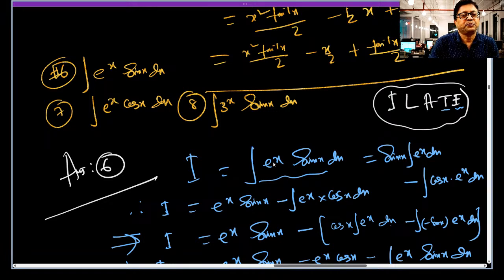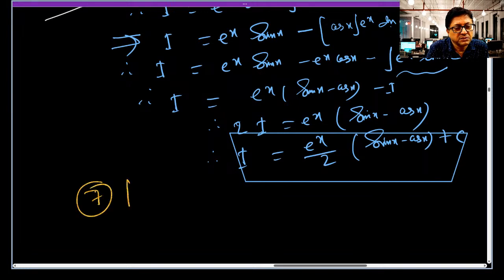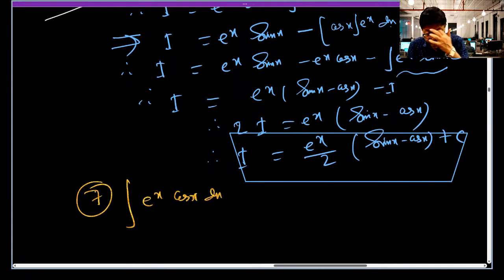Just for practice. Do this one by using the same method, e to the power x cos x dx. Which one to be taken as first, you decide, and I told you any one of them can be taken as first, any one as the second. Okay? For particularly this form.